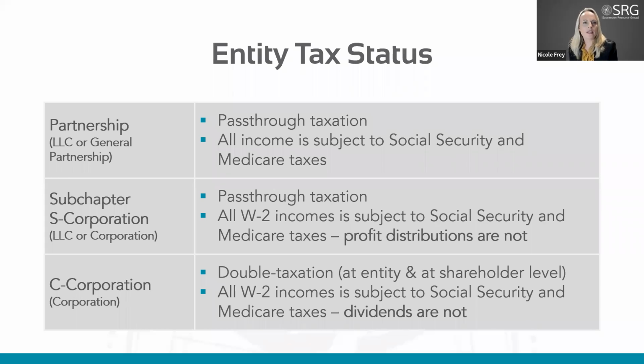When we talk about the entity's tax status, it is important to understand the effect of that tax status. The LLCs, if they're taxed as a partnership, they're a pass-through entity. That means the taxation occurs on the owner level. All of the income that the owner receives is subject to ordinary income taxes and employment taxes. So there are no tax savings there, which, if that's what you have in place, will reduce your risk of an IRS audit significantly because there are no tax savings.